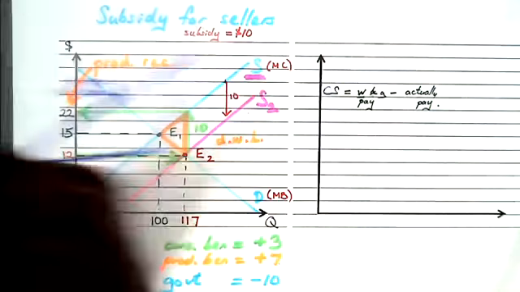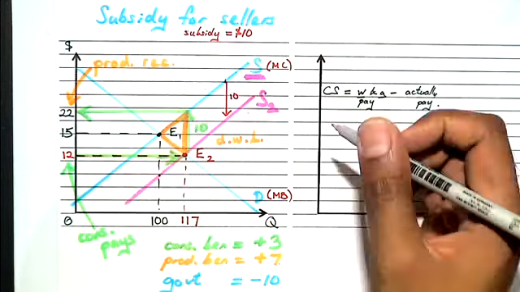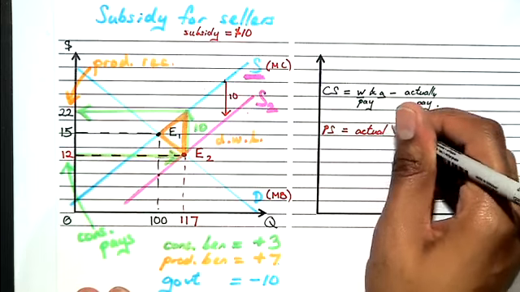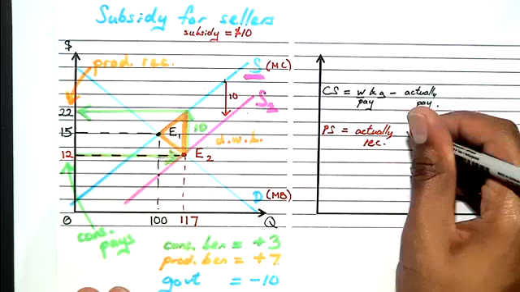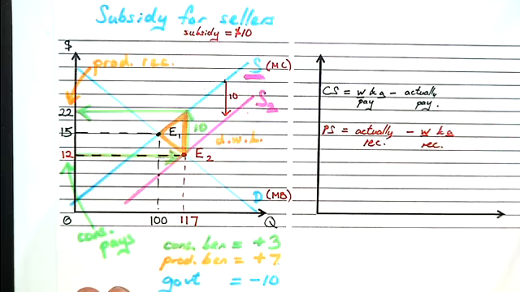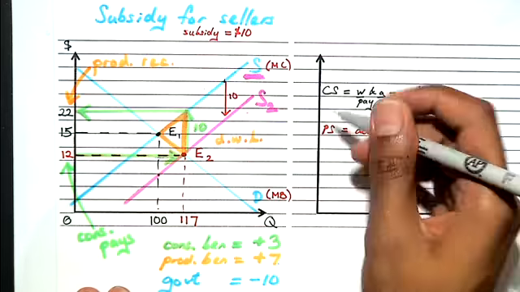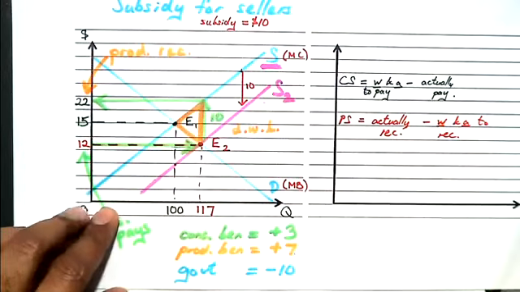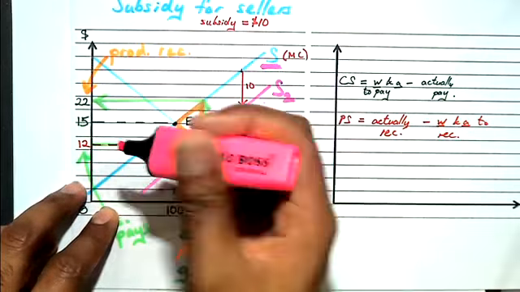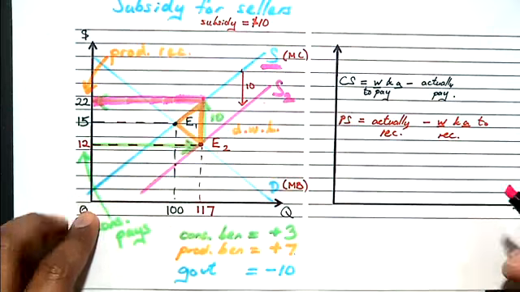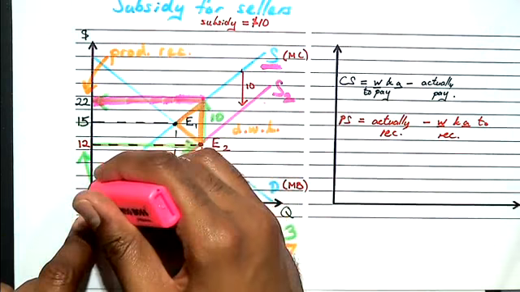Now, this is where it gets tricky. How do you define producer surplus? How much do sellers actually receive minus how much they were willing and able to receive? How much do sellers actually receive? 22. Which curve is willing and able to receive? Supply.